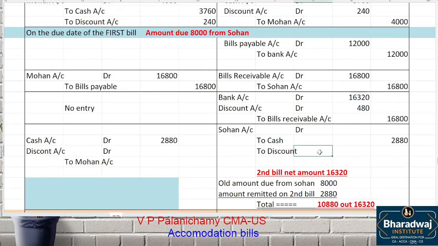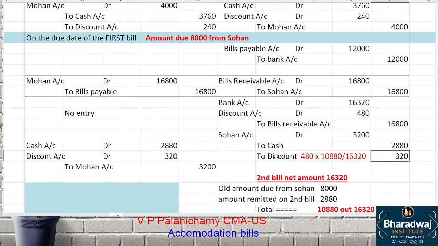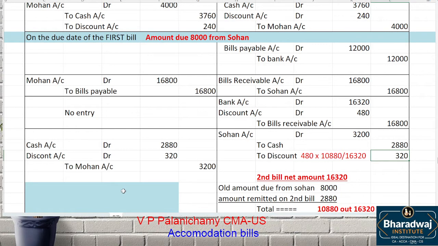So when charging discount, this is 480 into 10,880 by 16,320. 480 is the discount, into the proportion of money used. I think it will also come to 2/3. 480 into 10,880 by 16,320. So that is the discounting charges to be borne.